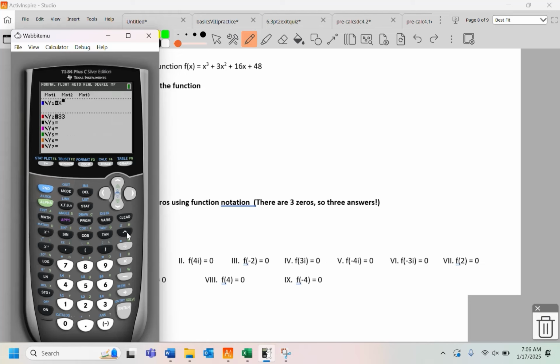We have x to the third plus 3x to the second plus 16x plus 48. Let's just do a zoom 6. You should see an answer. From the graph, x equals -3.